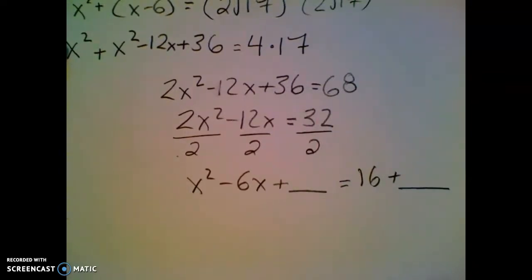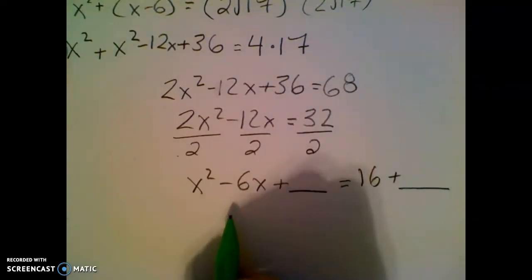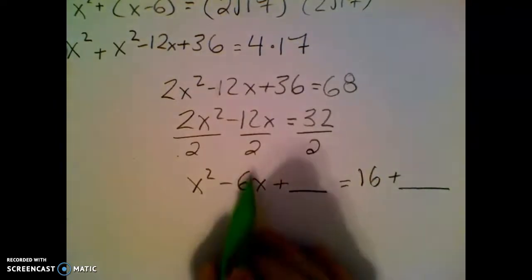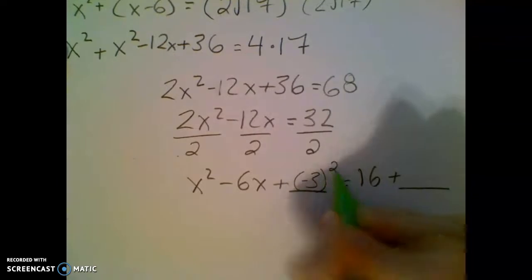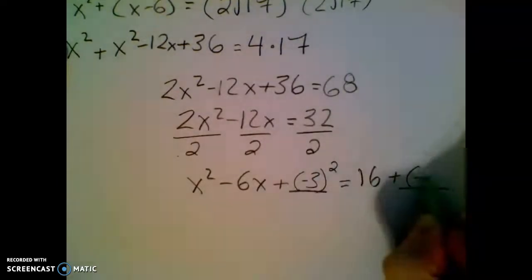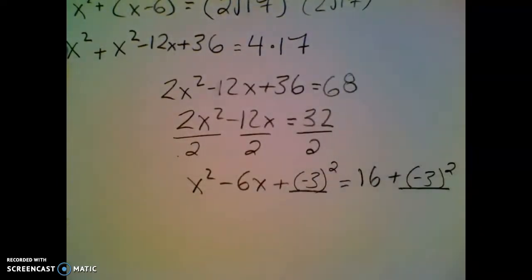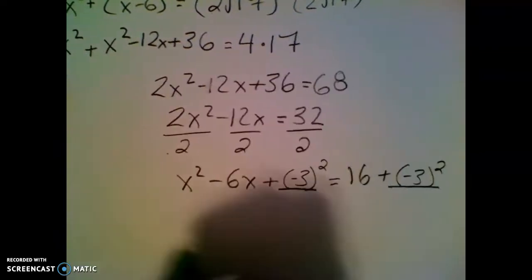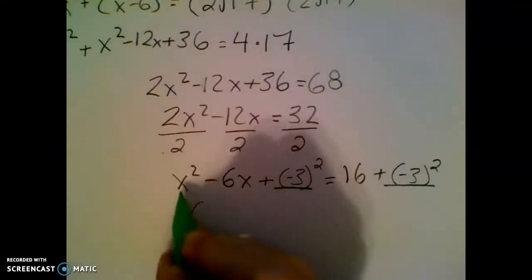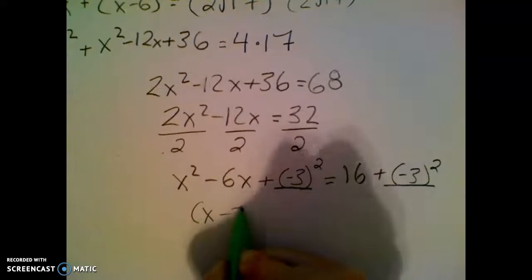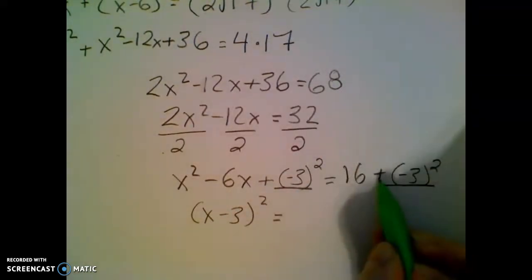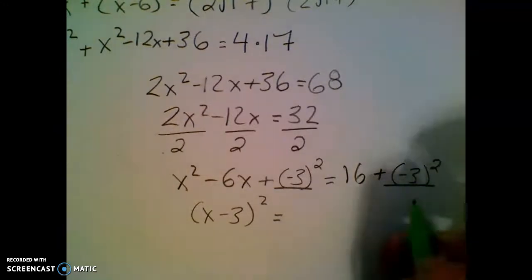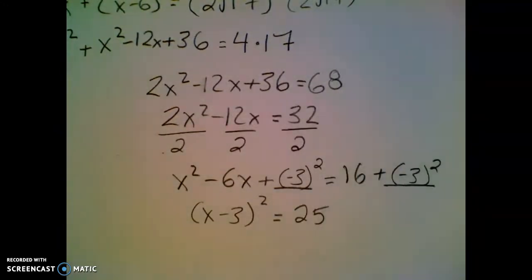All right, same process. Hopefully by now you've got it, but take that b term, cut it in half. So half of negative 6 is negative 3. Square it. Same thing on both sides. All right, just shortcut this guy. So just take the first and take the last, and then square both sides. Okay, 16, and this will end up being plus a 9. 16 plus 9 is 25.